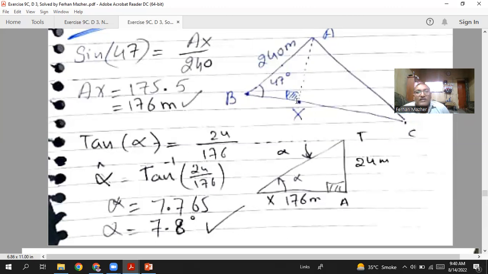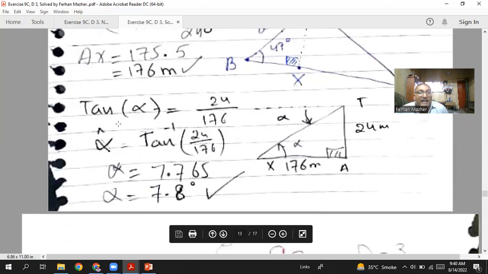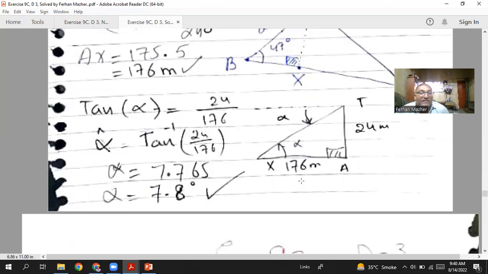So suppose the boat is at point X, then this will be a right angle triangle. We know the AX distance, that's 176 meters. The height of the tree is 24 meters. So the angle of depression from the top of the tree and the angle of elevation from the boat to the top of the tree will be the same. Suppose that's alpha. So tan alpha will be equal to perpendicular by base, that's 24 by 176.